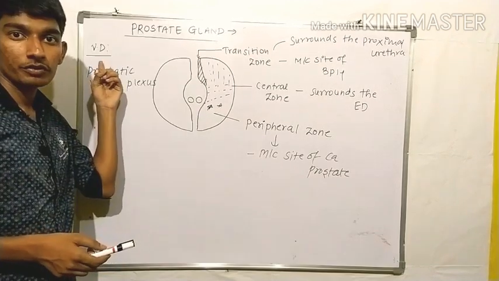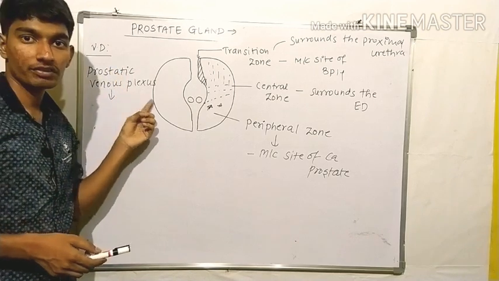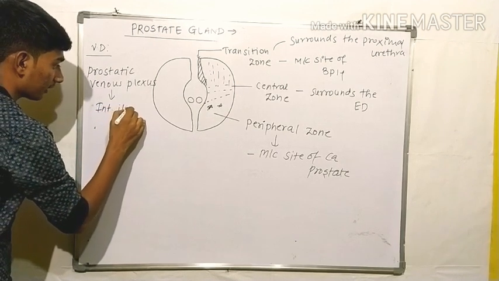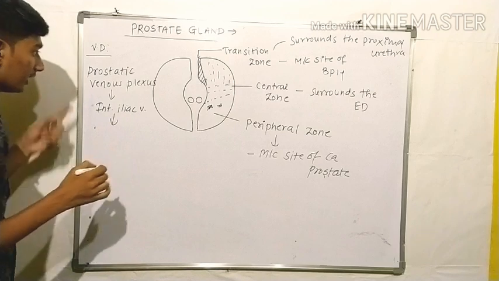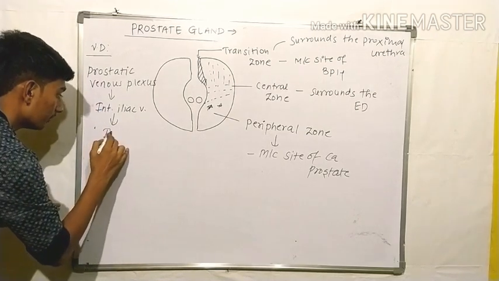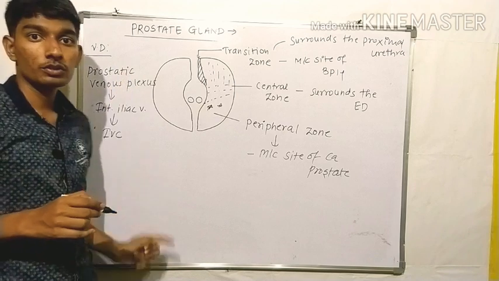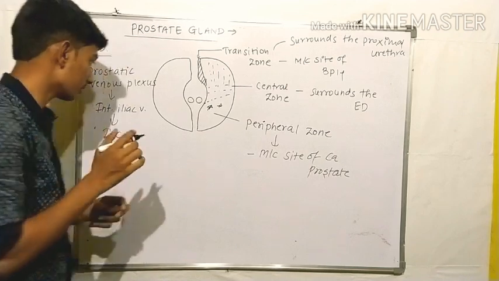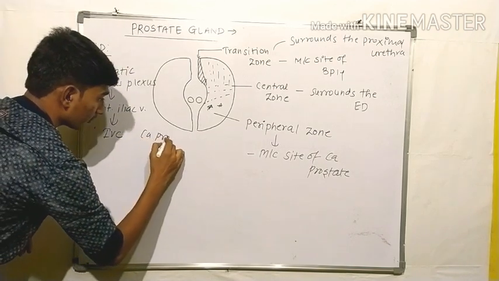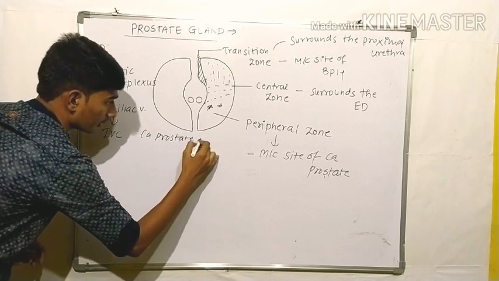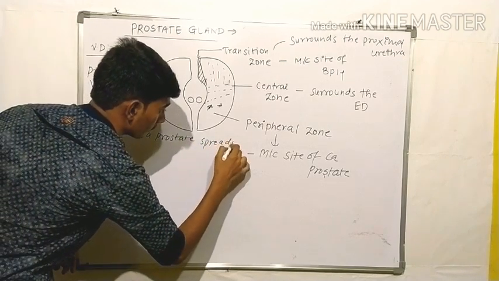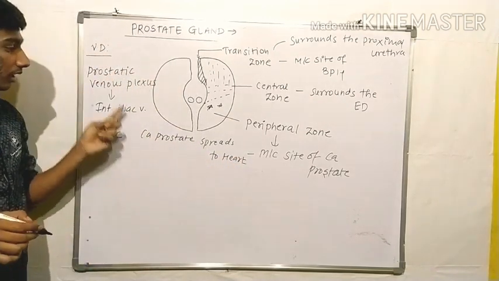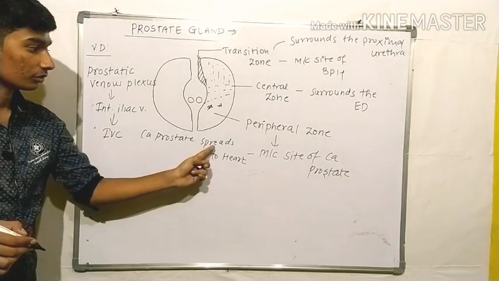Coming to the venous drainage, the prostatic venous plexus drains into internal iliac veins, and internal iliac veins drain into inferior vena cava. Now, this route explains how CA prostate spreads to the heart. This pathway explains the metastasis of CA prostate to the heart.